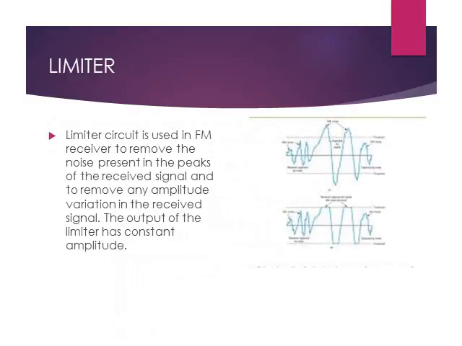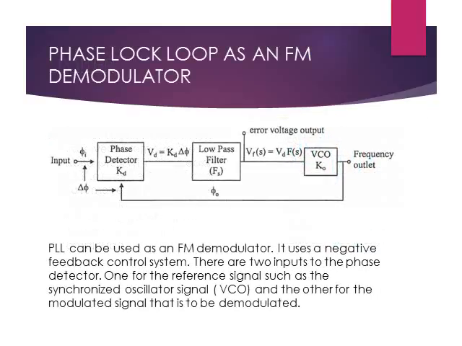The limiter is the circuit used in an FM receiver to remove noise present in the peaks of the received signal and to remove any amplitude variation in the received signal. The output of the limiter has a constant amplitude. Output from the limiter is fed into the phase locked loop demodulator.